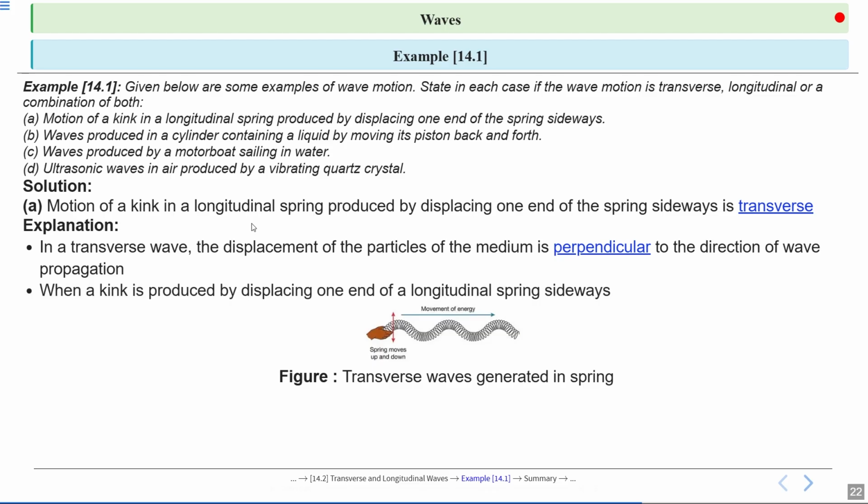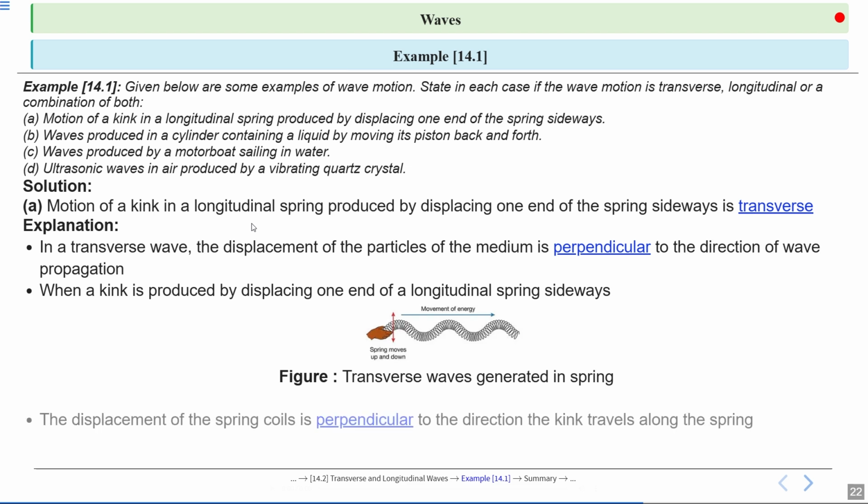When a kink is produced by displacing one end of a longitudinal spring sideways, the coils move up and down or side to side while the kink travels along the spring. This perpendicular relationship between displacement and the wave direction is what defines a transverse wave. I hope this is clear.